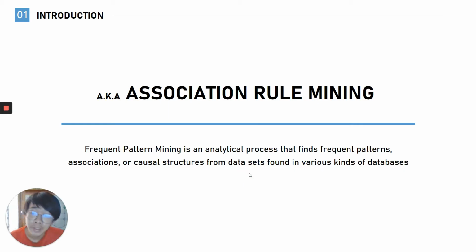So what is frequent pattern mining? Actually, it's an analytic process that we use to find out frequently occurring patterns or associations between two data sets. It also has a different name, association rule mining, which is basically about the association rules that I have just talked about. Frequent pattern mining is the process that we use to find out the association rules. So basically, it's a process that we use to find out the if-then relationship between two items.